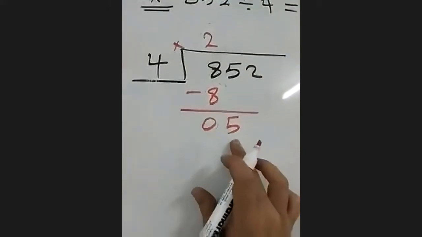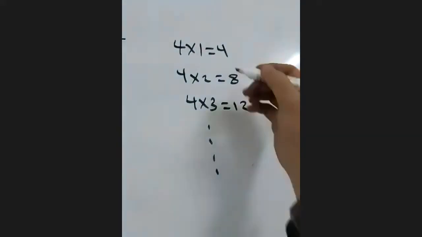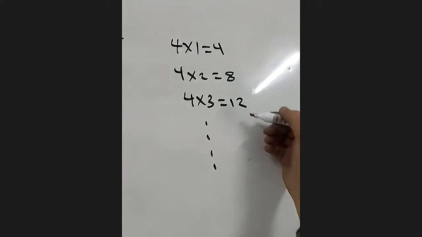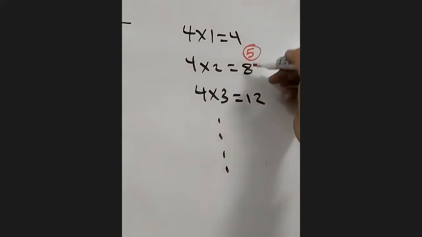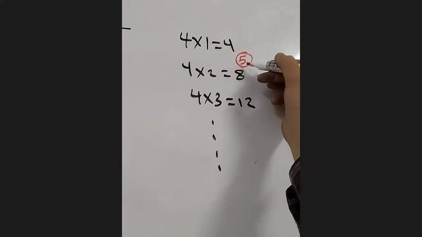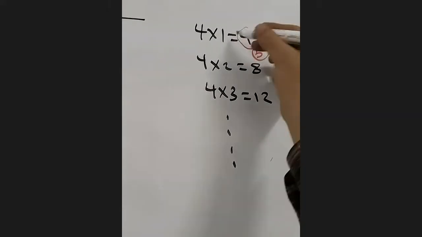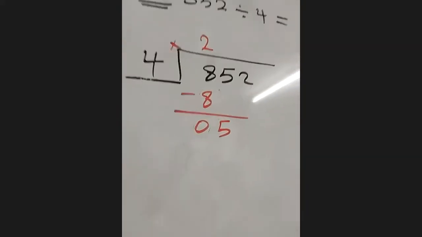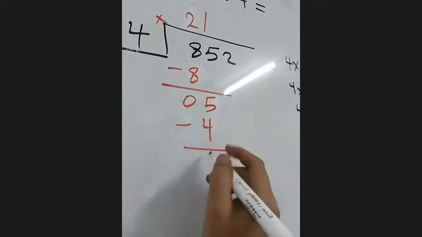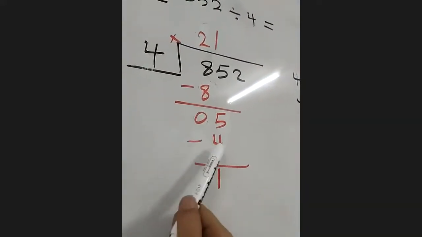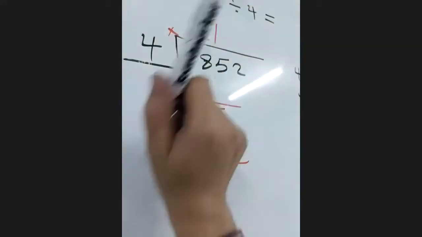Now 5 divided by 4. I will do the same process. I will go to the timetable of 4 and search for 5 in the answers. Do we have 5? No, we don't have 5. If the 5 does not exist, we will take the smaller one, not the bigger one, which is 4. How do we get the 4? By multiplying with 1. So I'll go here and put 1. 1 multiply 4 is 4. Subtract 5 minus 4, 1. Look here, guys. 5 minus 4 is 1. 1 less than 4 means our choice here is correct.